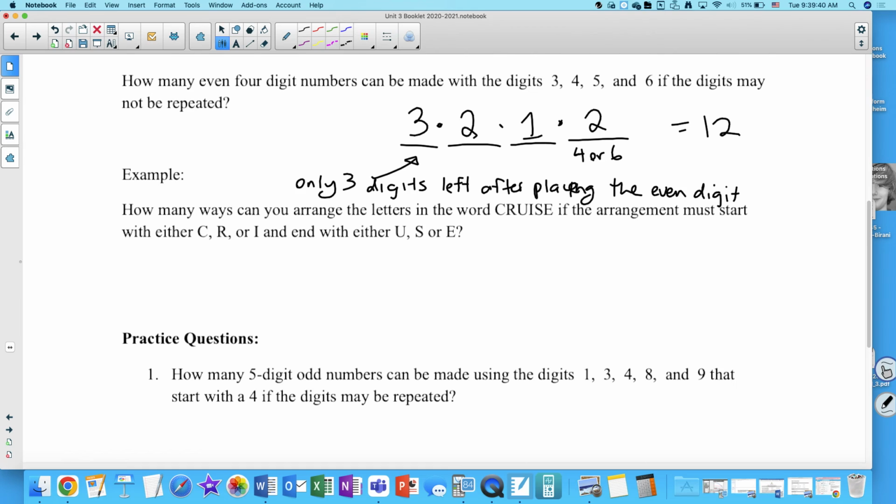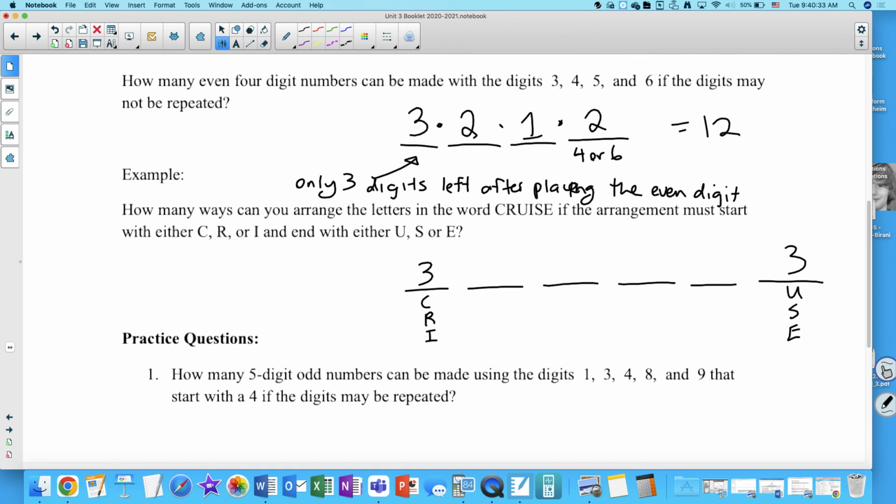Okay. All right, next. How many ways can you arrange the letters in the word cruise if the arrangement must start with either C, R, or I and end with either U, S, or E? Okay. How many spaces? Six, because there's six letters. Okay, any restrictions? Yes, there's two, right? It has to start with C, R, or I. So this has to be a C, an R, or an I. So there's only three options there. And it has to end with U, S, or E. So there's three options there.